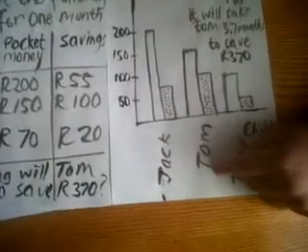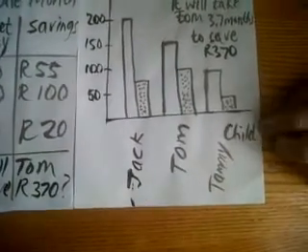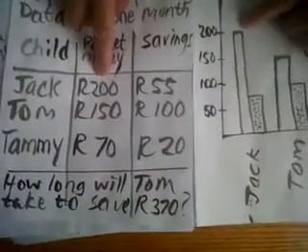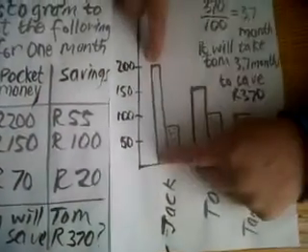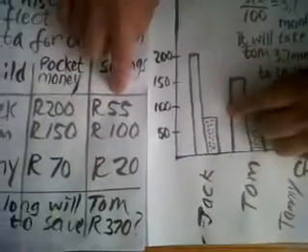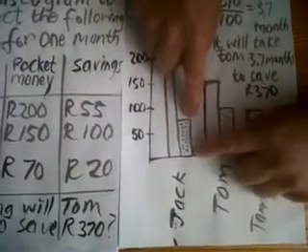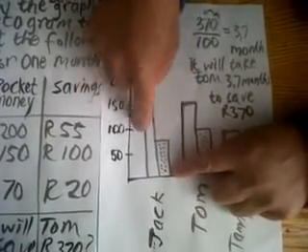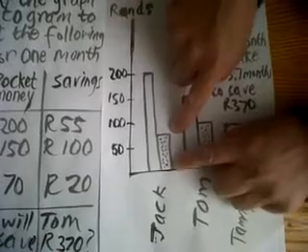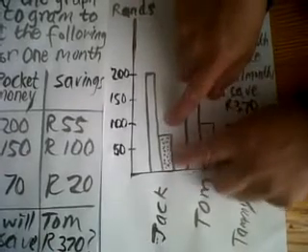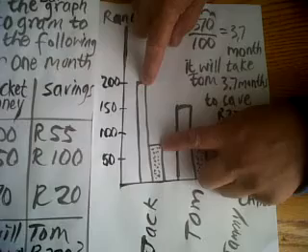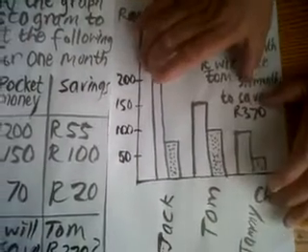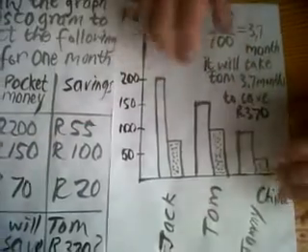You write your children's names, Jack, Tom, Tammy, child. Okay, the first one, he gets pocket money of 200 rand. So there's 200 rand for Jack, so you can make your graph. And he saves 55 rand. That's about more or less half of it. But then color that one in, so that you can show the difference between your savings and the money that you get. But this also shows you can see he saves only a little bit of what he gets. He spends most of this money. And that's why I say you can actually use the graph to answer certain questions.